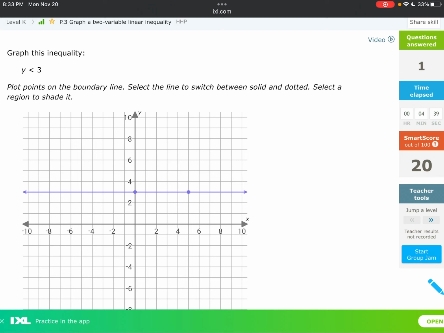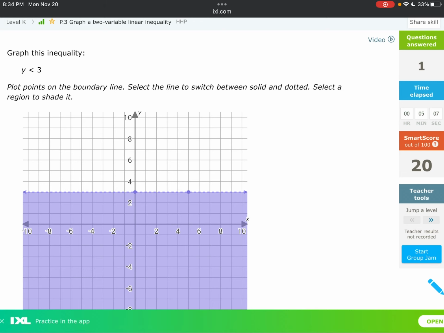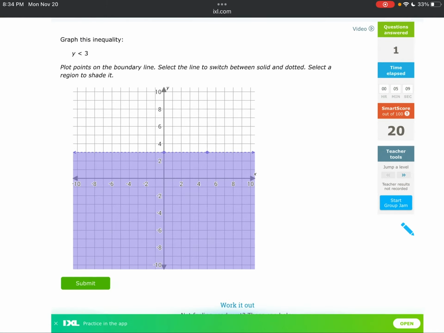I see that the symbol is less than. It is going to be an open line. So I want to make sure it's dotted here. And it says y is less than 3. So I'm going to look back at where my 3 is and ask myself, which way are the less than numbers? So is 4 less than 3, or is 2 less than 3? Well, 2 is less than 3, so that's a solution. And I would shade down here.